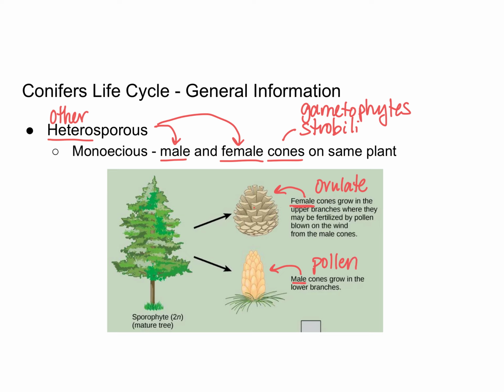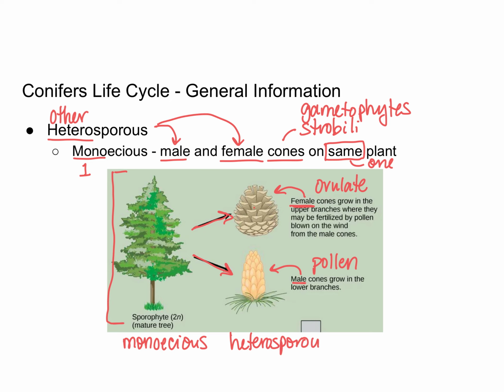Now, conifers are monoecious, and mono means one. So they do still have male and female cones. The one comes from the fact that these cones are on the same plant. So one plant has the male and female gametophytes present. So you can see this tree here, this sporophyte, and it has both the female cones and the male cones present on one tree. So one tree gives you the monoecious designation, but having two different cones forming two different types of spores gives you the heterosporous condition.